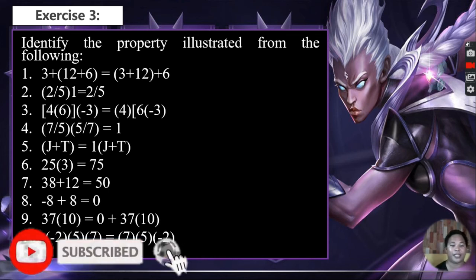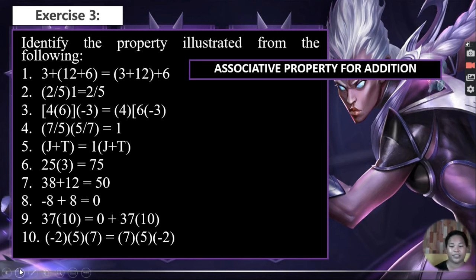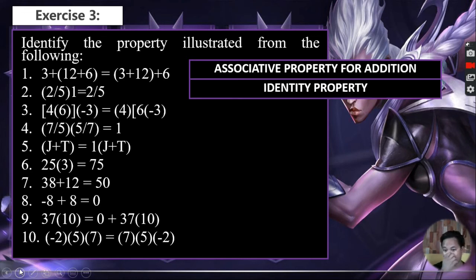Let's start with number 1. So, what property is illustrated in this example? 3 plus the quantity 12 plus 6 is equal to the quantity 3 plus 12, plus 6. Any guess? And the answer is, what's your answer? The answer is associative property for addition. Pag sinabi po nating associative, this is a way of grouping.